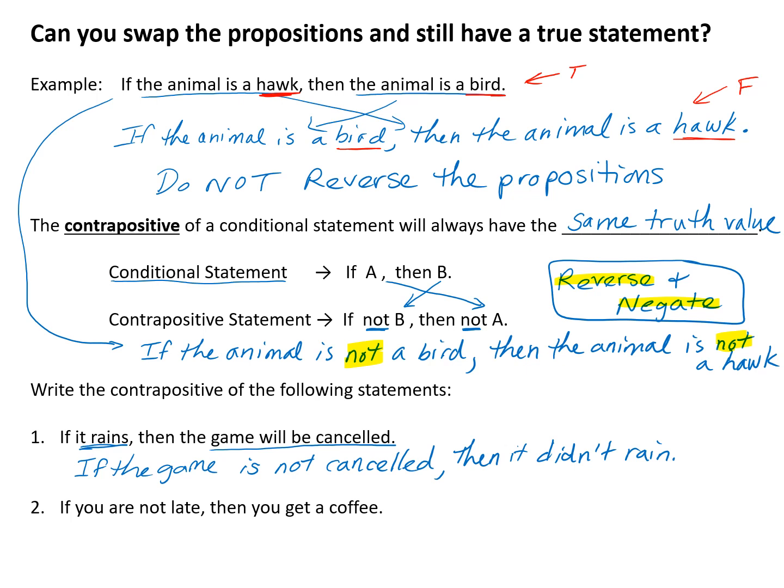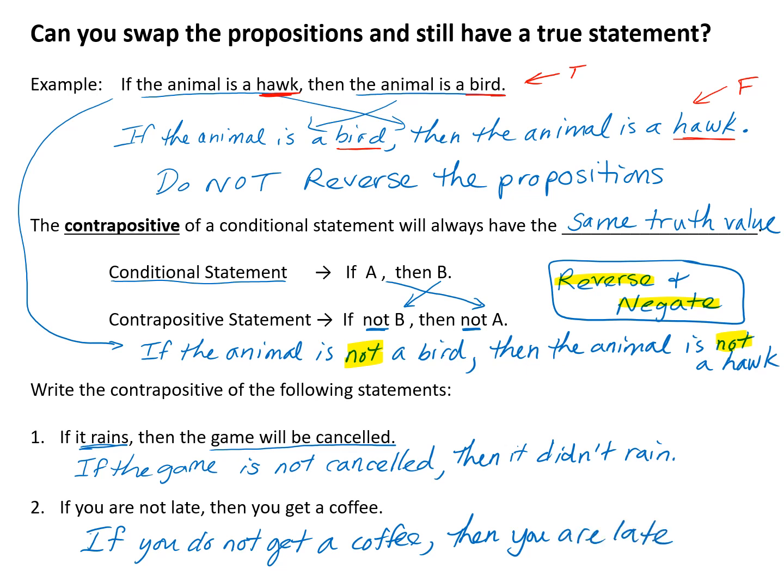Number two, if you are not late, then you get a coffee. So again, I start at the back. If you do not get a coffee, so I have to negate at the same time that I'm reversing the order. If you do not get a coffee, then you are late. So I'm negating the original if part that was you are not late by saying you are late. So I'm taking the not away to negate. So if you do not get a coffee, then you are late.